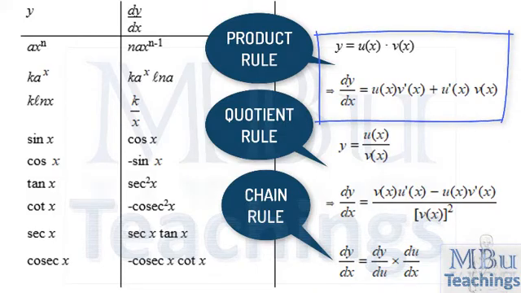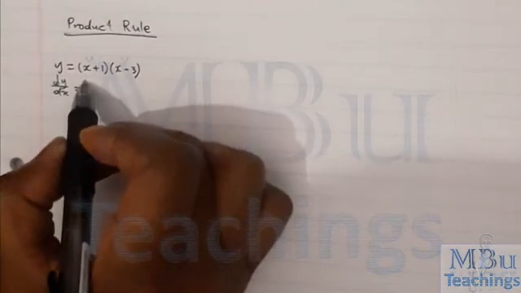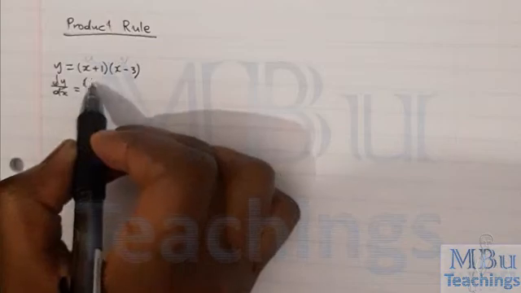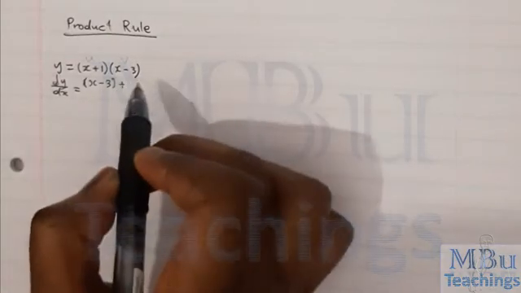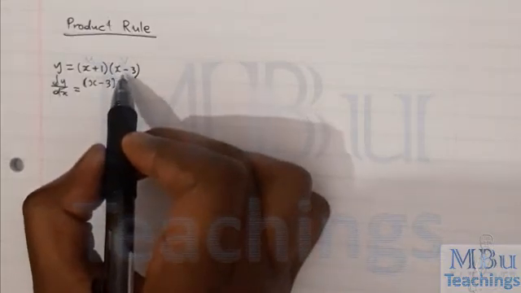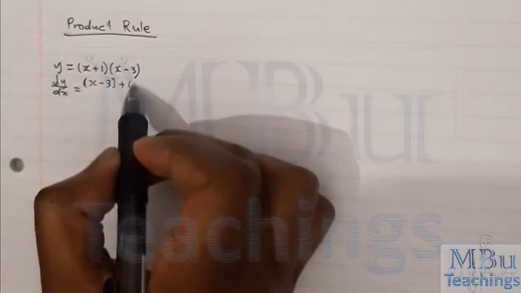Exactly that. The derivative of u is 1. Then you multiply by v. 1 times anything is that thing. Then the derivative of v is 1. 1 times anything is that thing.